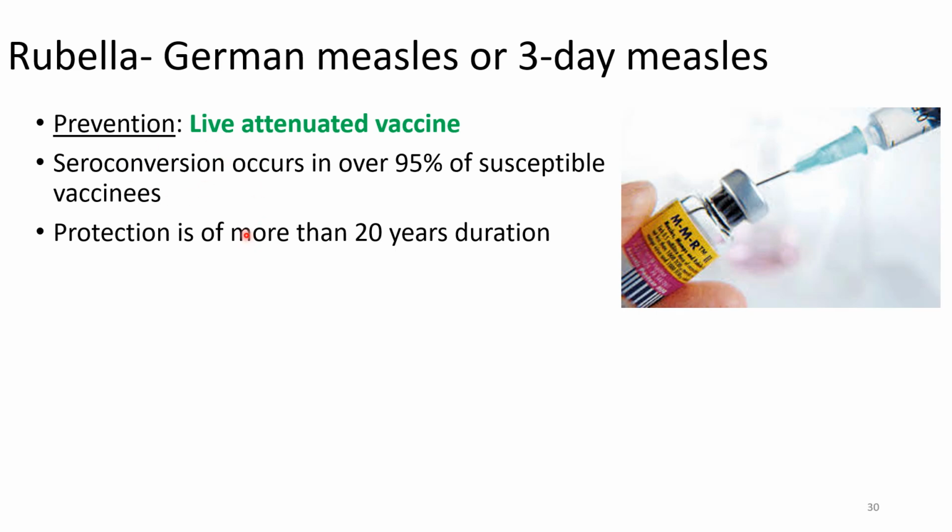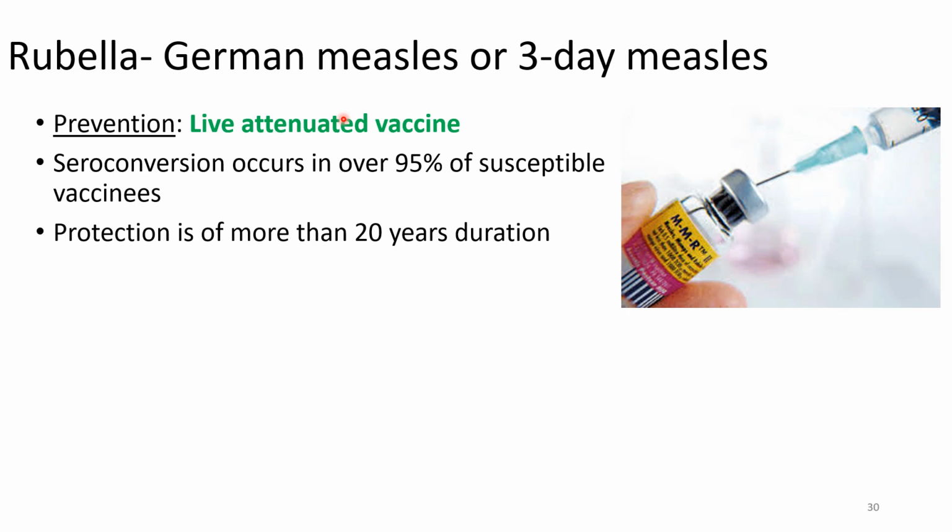So for prevention of rubella, we have a live attenuated vaccine. This vaccine is highly effective. It results in seroconversion, so production of antibodies that can prevent disease in the majority of vaccinated children or vaccinees, because this vaccine can also be administered to adults if needed, or if they've not been vaccinated, and it results in a very long duration of antibody response and thus protection.